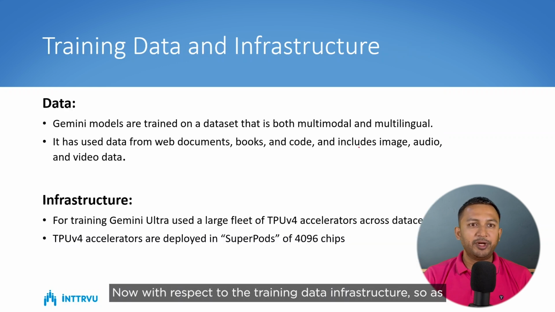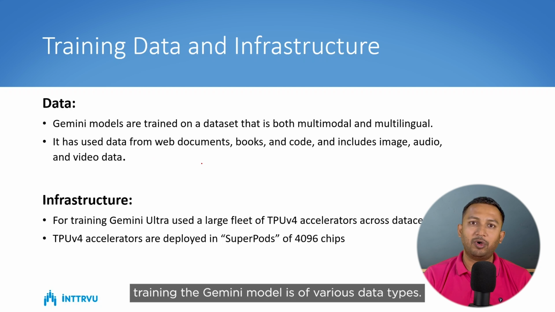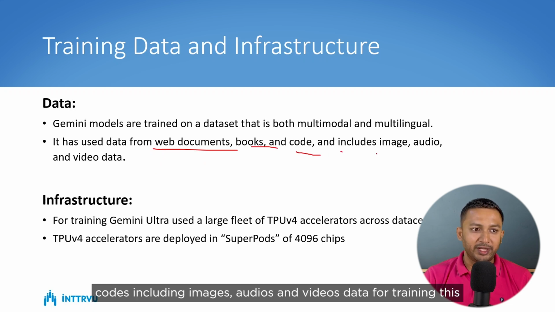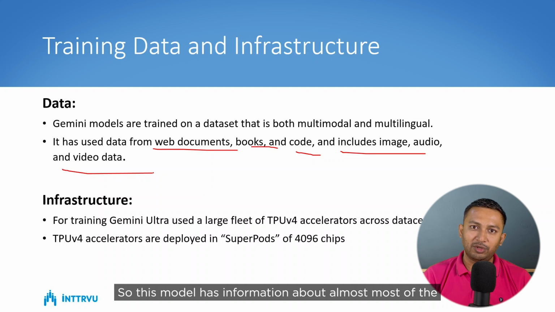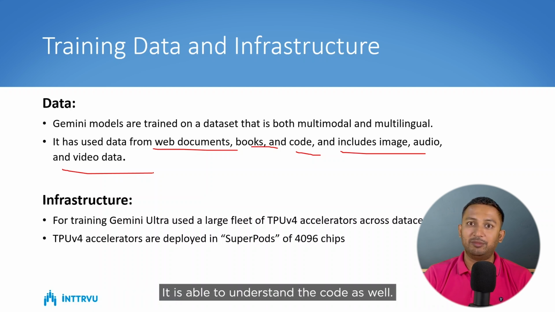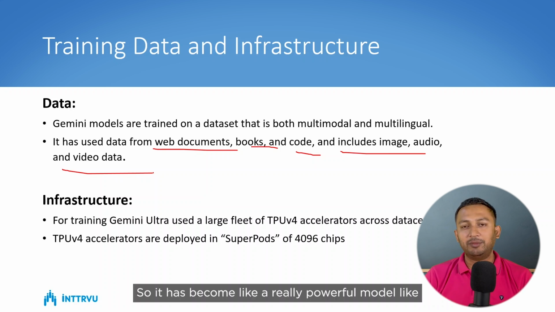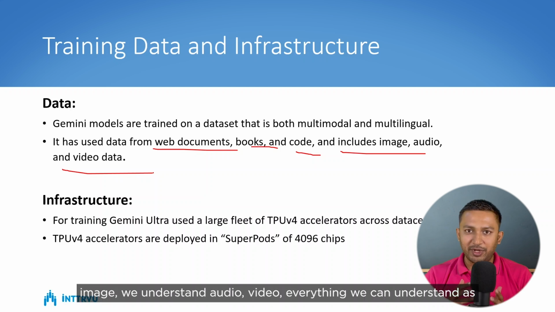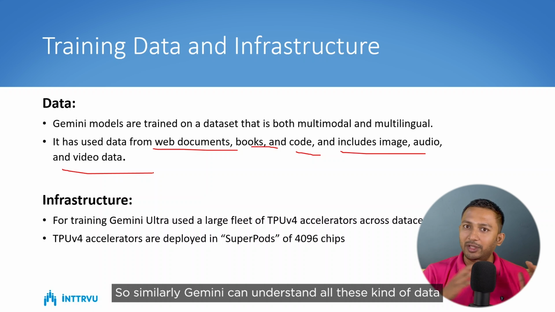Now, with respect to the training data and infrastructure, as I mentioned at the beginning, the training data used for training the Gemini model is of various data types. Google has used web documents, books, as well as code, including images, audio and video data for training this Gemini model. So this model has information about almost most of the data available on the web. It is able to understand code as well. It is able to understand your images, videos and audio files as well. So it has become a really powerful model like humans, right? We as humans understand text, image, audio, video, everything, as a single person, right? Similarly, Gemini can understand all these kinds of data types.